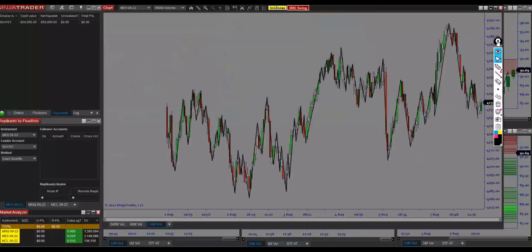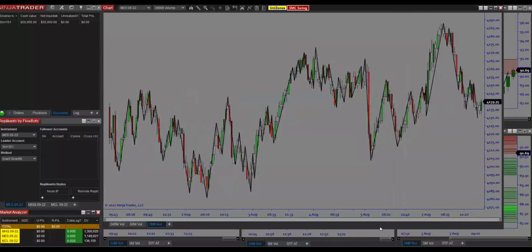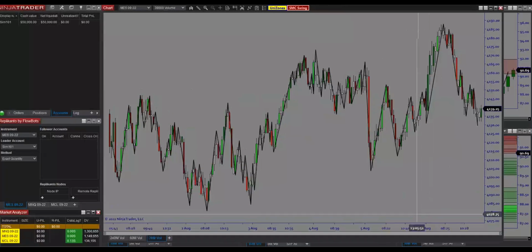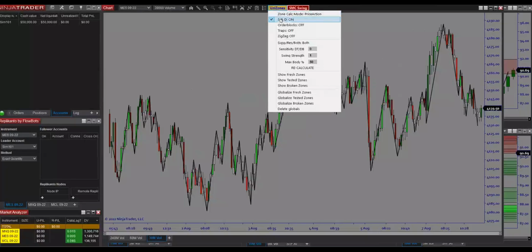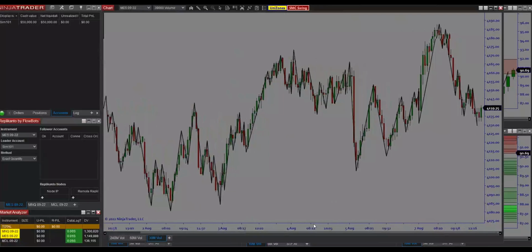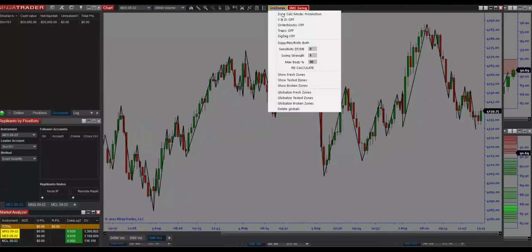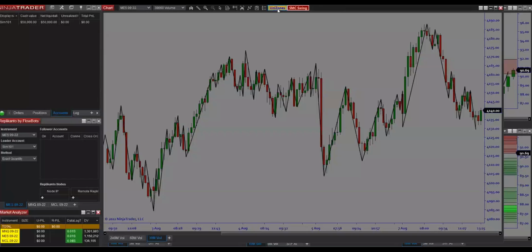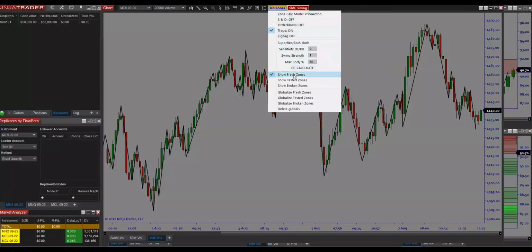I'm going to go through a real quick, simple demo. Let's turn off all the software for a second. You've got a brand new chart. You guys can see this. The first thing I want to do is turn on the traps just to show you what the traps look like. So let's go in here, traps on, fresh zones, tested zones. There you go.